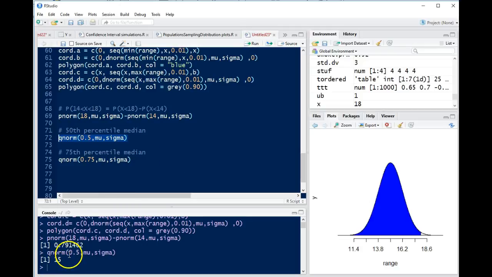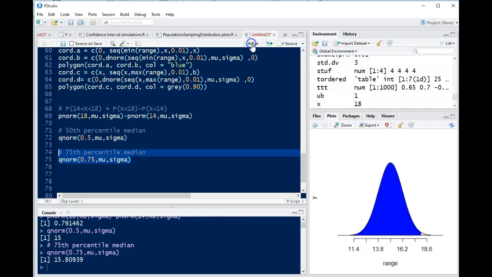So that is the median of the normal distribution, and it is exactly the same thing as the average because the normal distribution is symmetric. So the mean and the median are the same for a symmetric distribution. All right, so now let's go ahead and calculate the 75th percentile and look at what that looks like. And that is equal to 15.81.